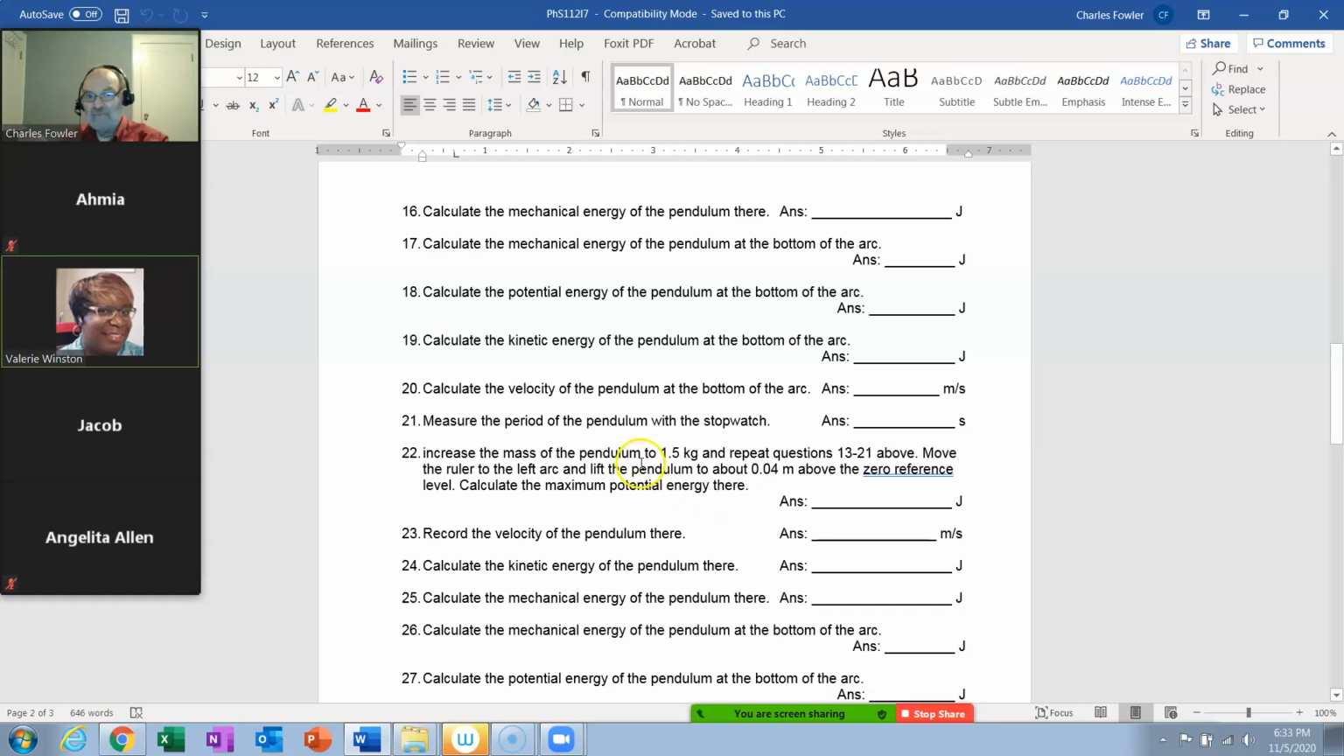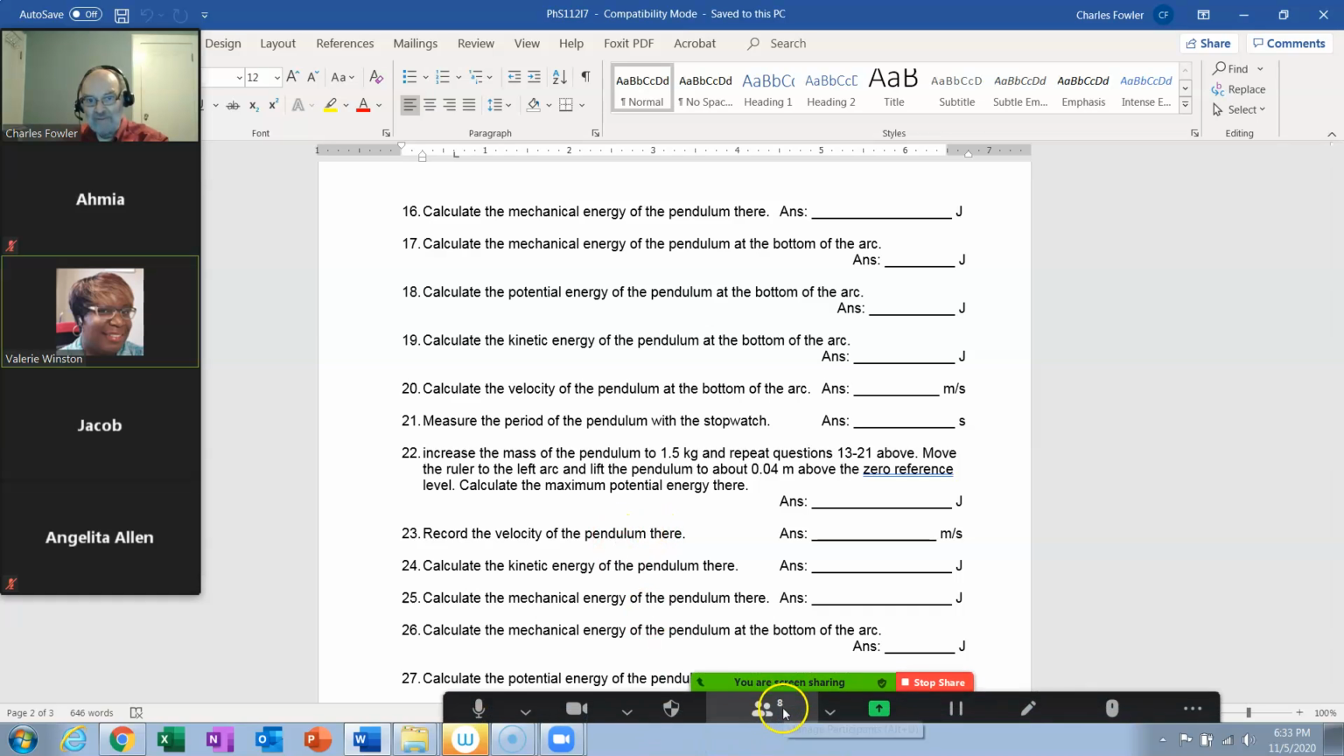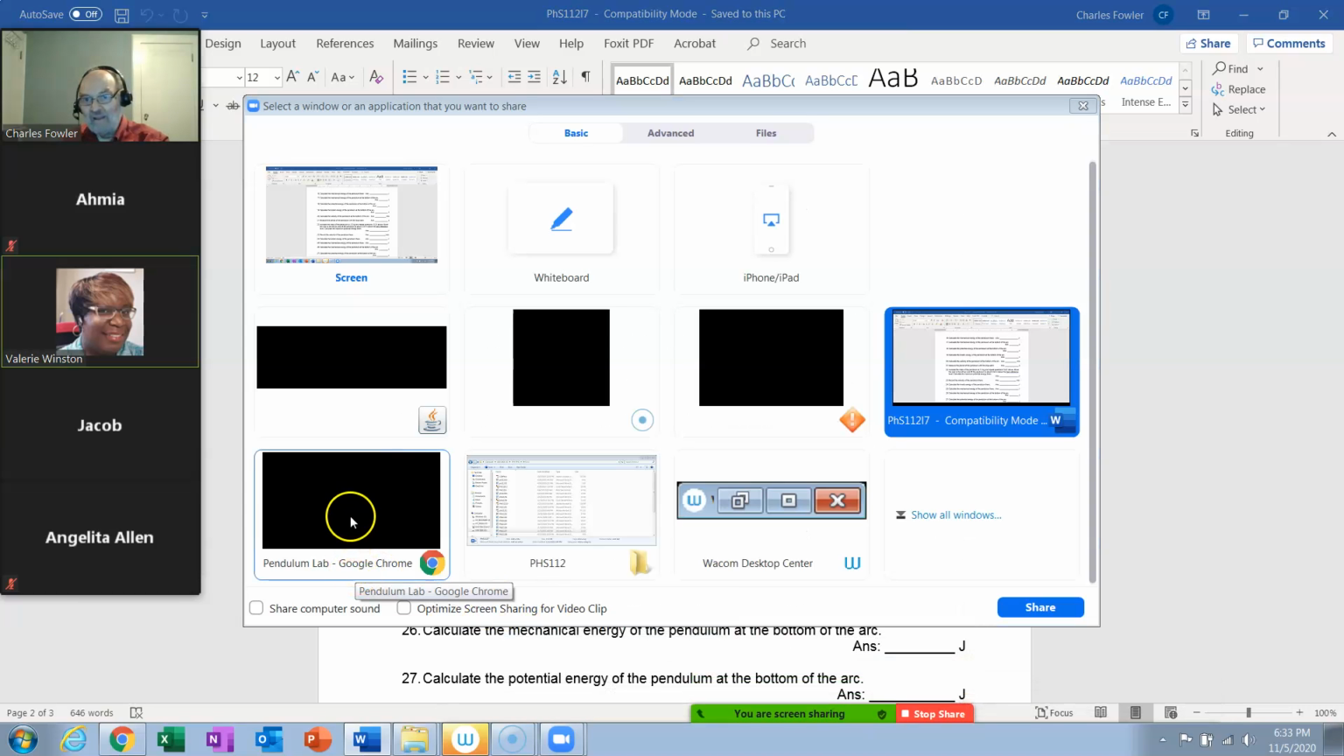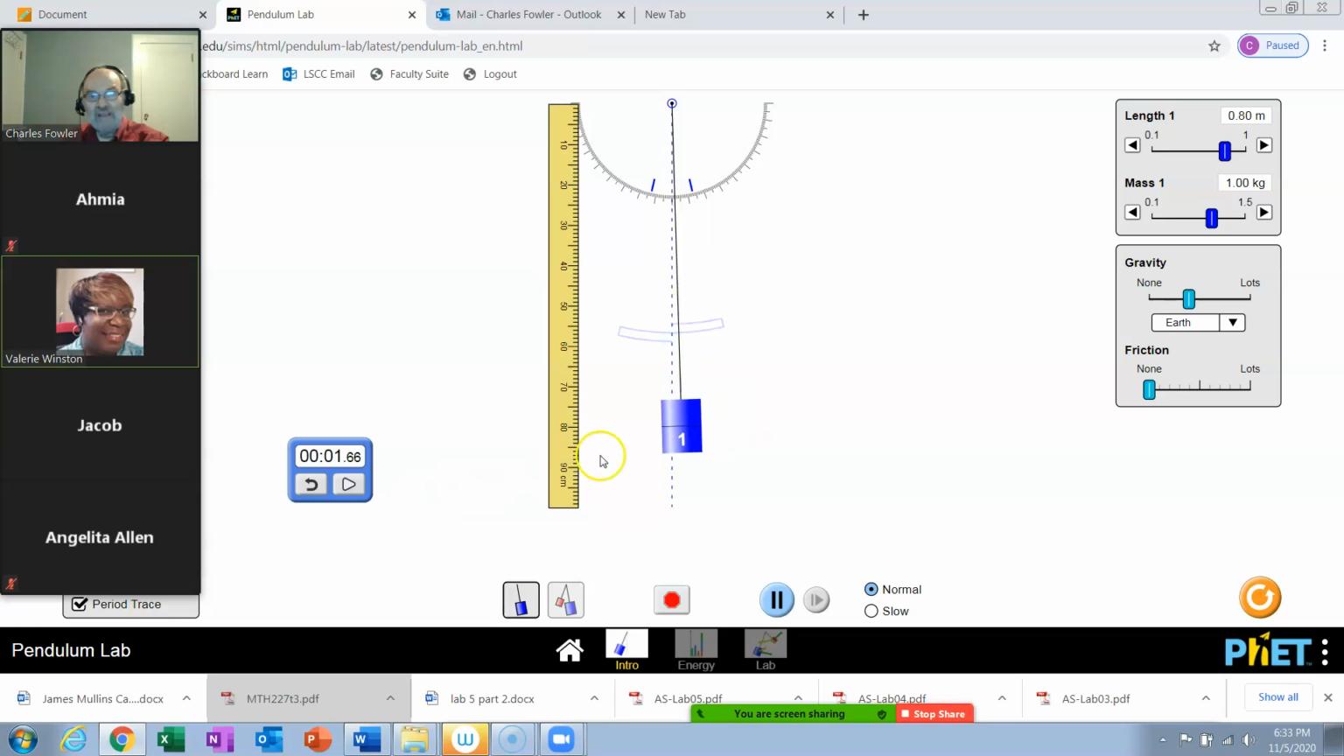Okay, so what we're going to do now is increase the mass of the pendulum to 1.5 kilograms. And then we're going to repeat those questions again. Okay, so let's go back to our pendulum. Okay, and let's stop it. It's tired of moving. Okay, let's increase our mass to 1.5 pendulum.